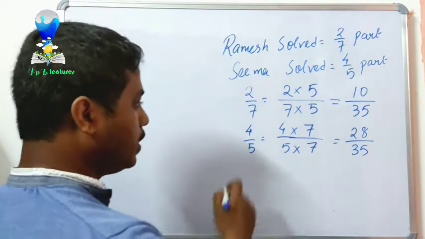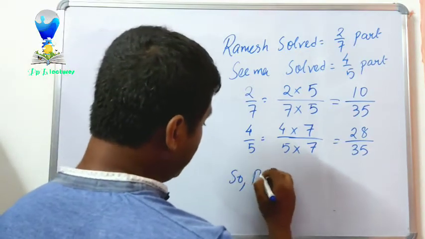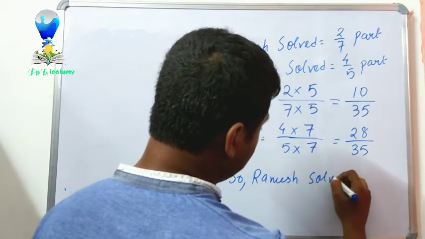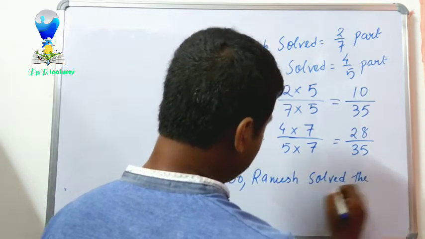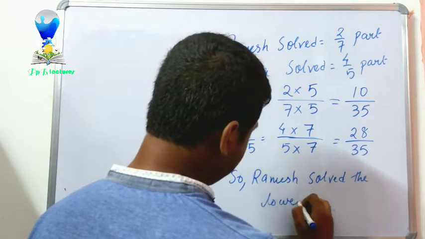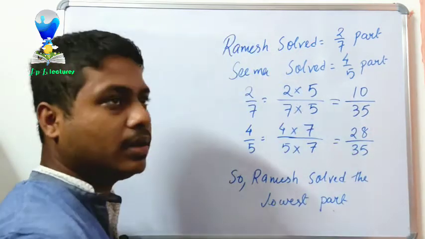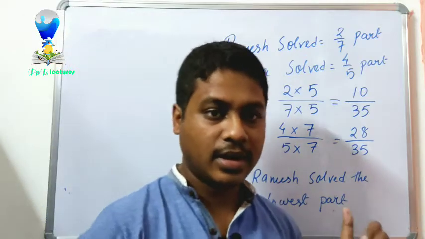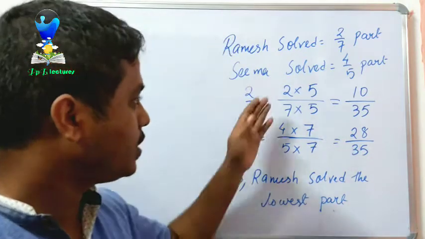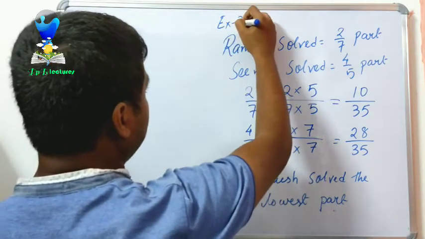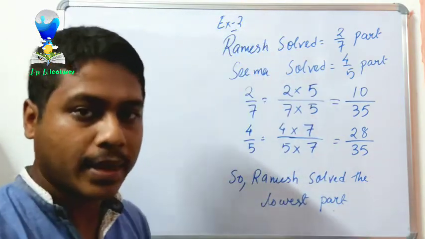So Ramesh solved the lowest part. Why? Because the number is less, that is 10 is less than 28. So this is our example 2.